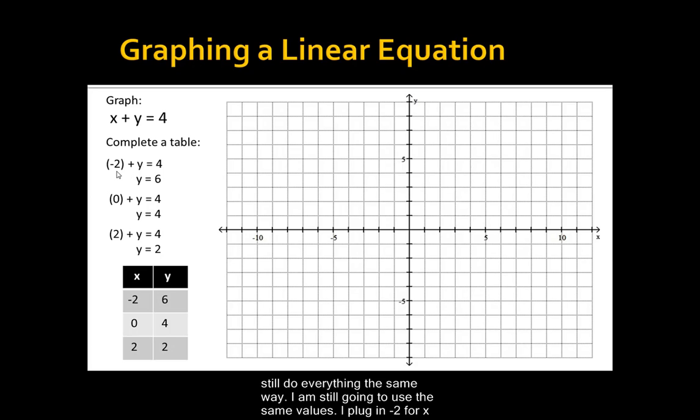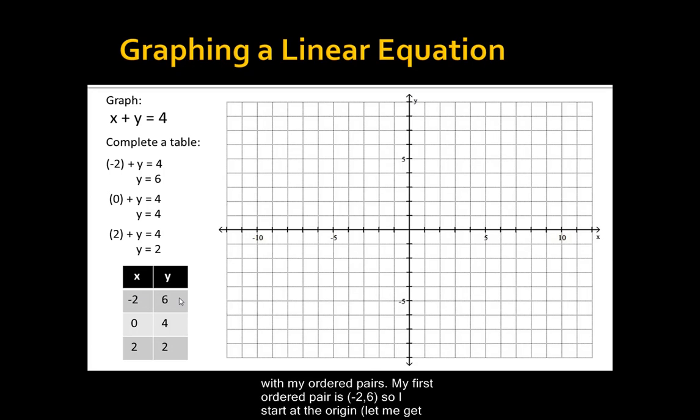I'm still going to use the same values. I plug in -2 for x, plus y equals 4. I solve it just like we've been solving equations. I've got a -2, so I have to add 2 to both sides. And I get y equals 6. When I plug in 0 for x, I get 0 plus y equals 4, so y equals 4. Last one, +2 plus y equals 4. I subtract 2 from both sides and get y equals 2. So I've done my chart with my ordered pairs.